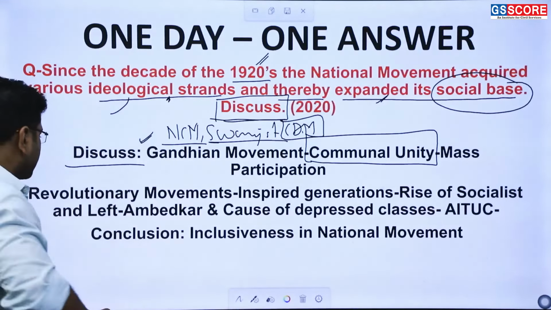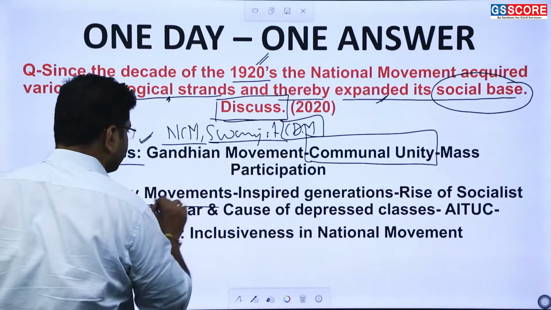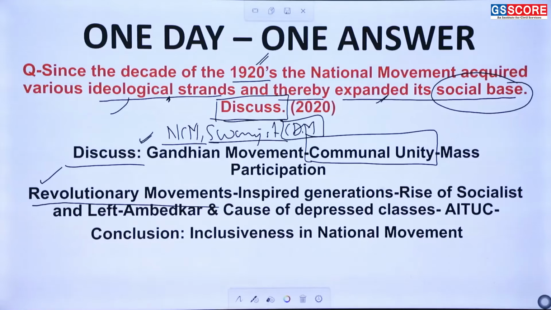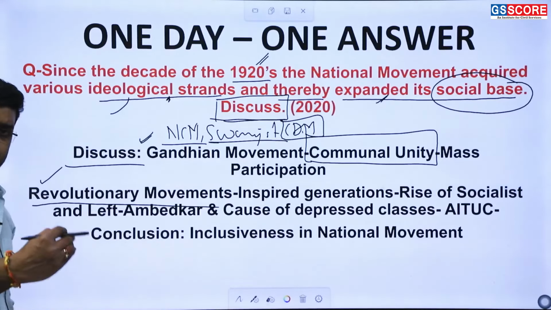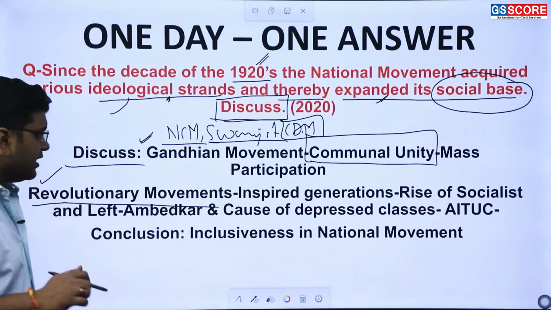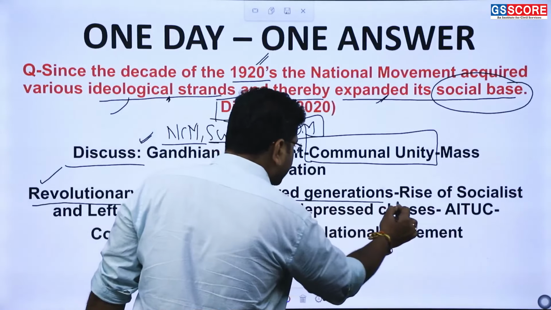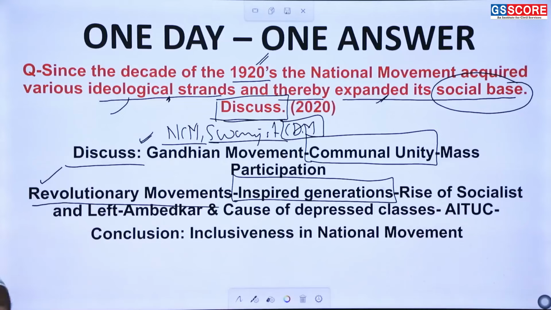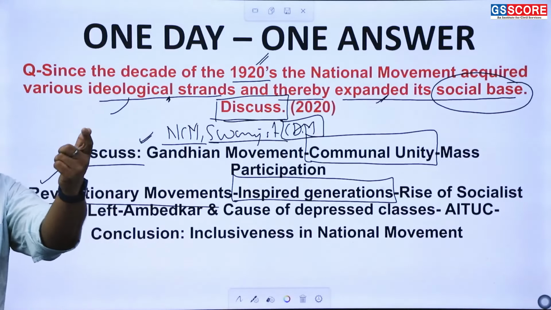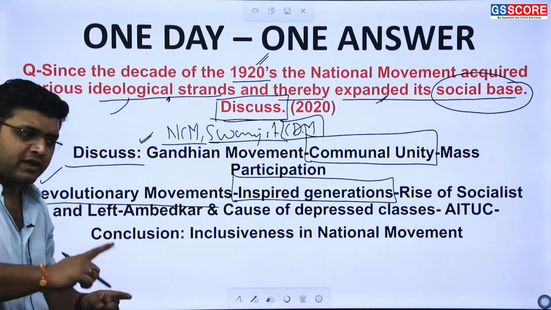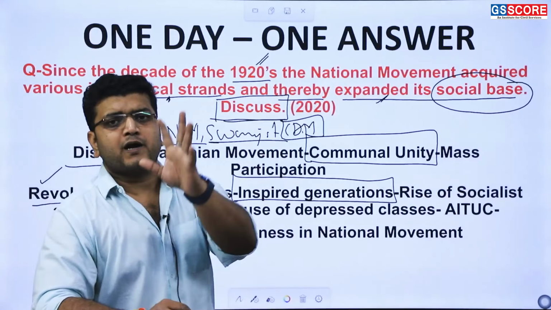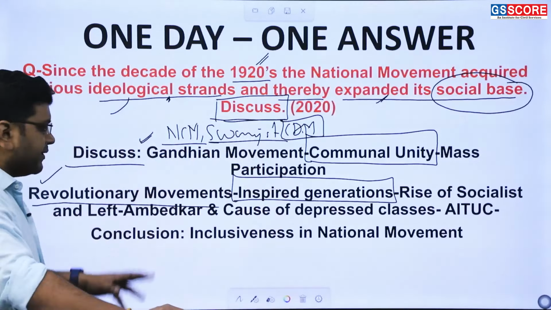Then we have the revolutionary movement as the next point. Revolutionary movement, HRA, HSRA, the Hindustan Republican Association, then the Hindustan Socialist Republican Association by Bhagat Singh, and this inspired generations by their sacrifices, by their martyrdom. उनके शहीद होने से उनकी चिताओं पे जो ज्वाला उठी थी वो पूरे राष्ट्र में फैली थी और उसने बहुत सारे युवकों को प्रेरित किया था. ये बहुत बड़ा कंट्रीब्यूशन था आपका रिवॉल्यूशनरी मूवमेंट्स का.